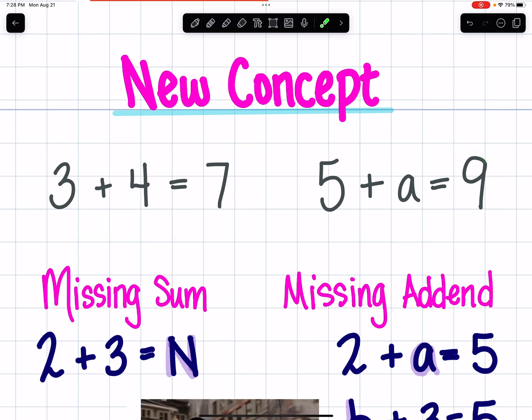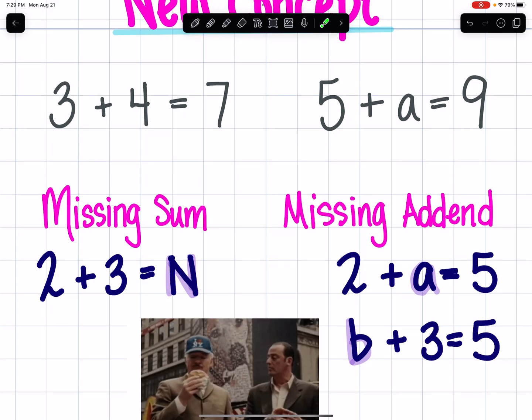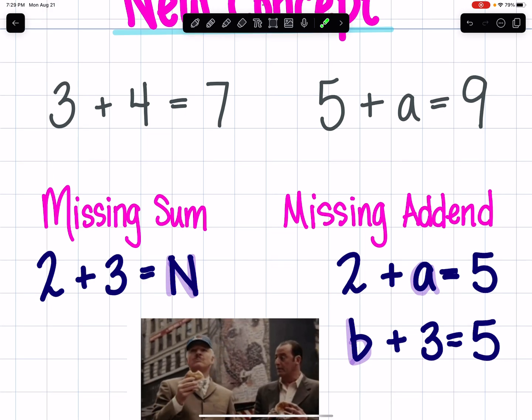This equation on the right has a variable in it. The variable is that letter. It represents a number, an unknown number. So in this lesson, we're going to be practicing finding the value of variables, and it can be in addition, subtraction, multiplication, and division. All right, let's start with addition, missing numbers in addition.